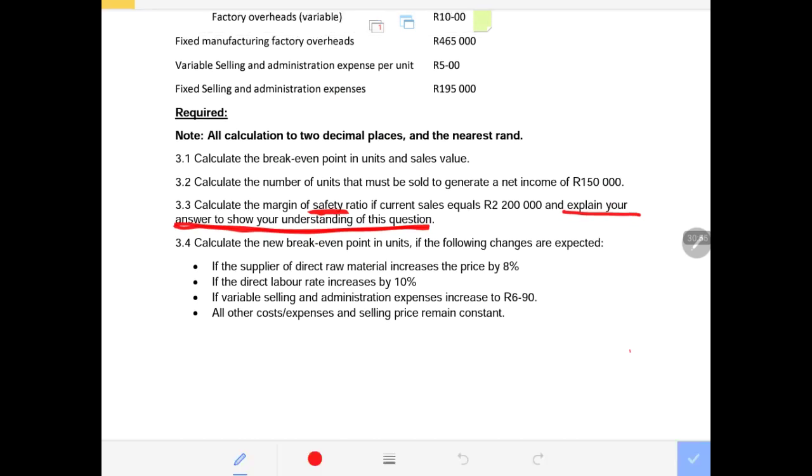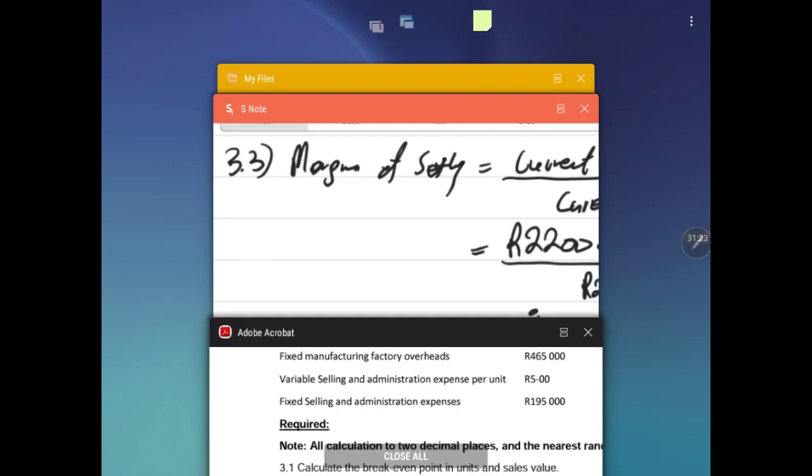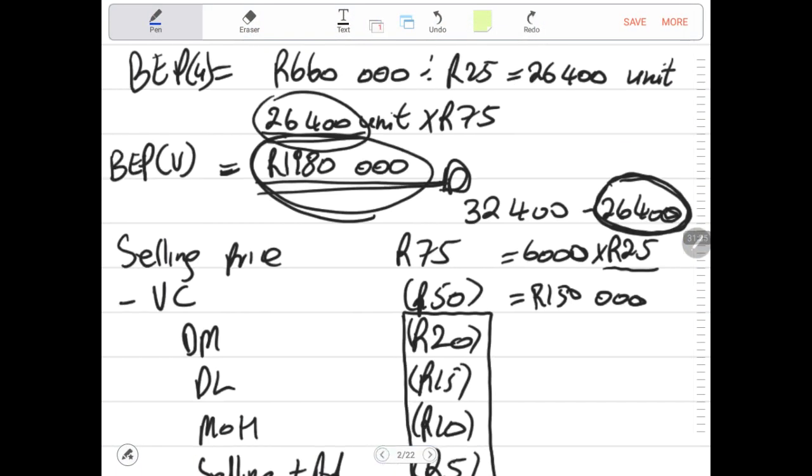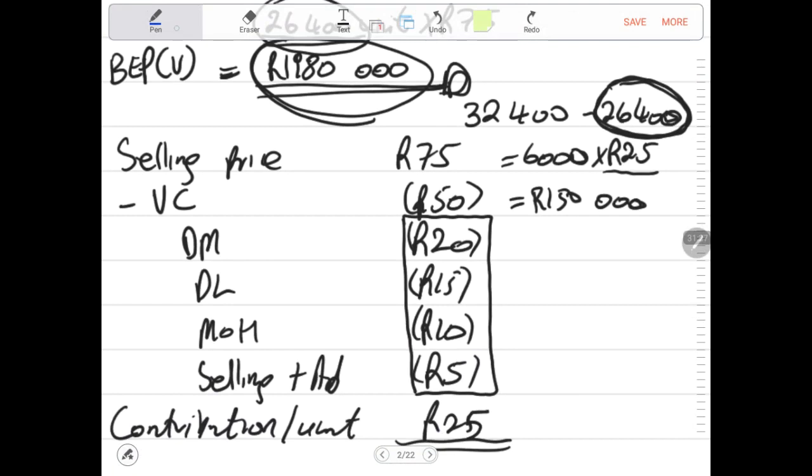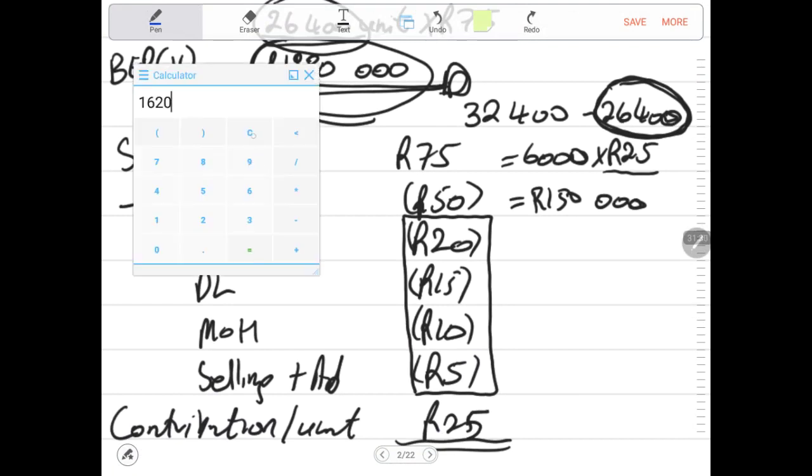Then now we go to the last question, very short and straight to the point also. 3.4, we are required to calculate the new break-even point, not the old one, the new break-even point in units if the following changes are expected. Now, if the supplier of the raw material increases the price by 8%, assume that the cost price from our side of the raw material is increasing by 8%.